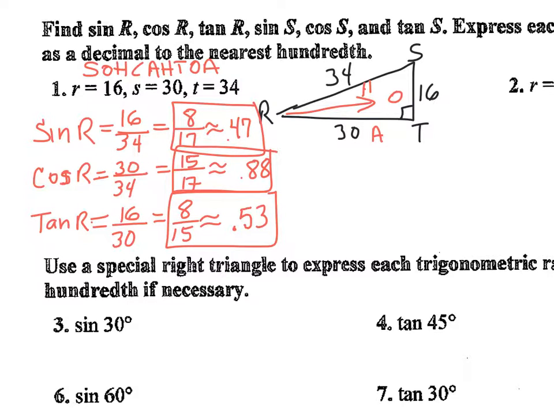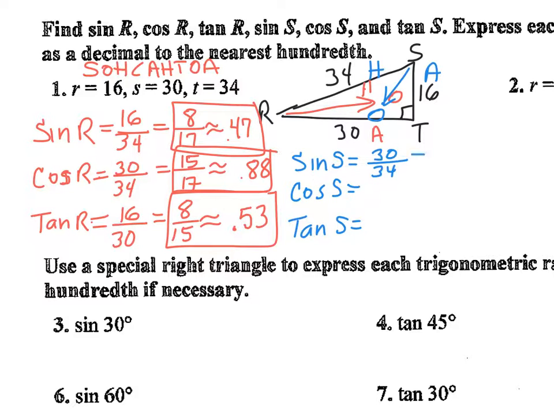What did they ask me for? Sine of S, cosine of S, and tangent of S. So now I have to label it from the angle S. This is the opposite and this is the adjacent. The 34 is still the hypotenuse. So sine of S is opposite, which is 30 over 34, and when you reduce it, it is 15 over 17.